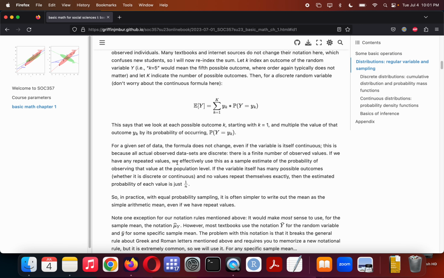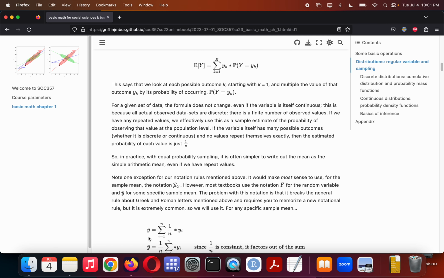So if we have any repeated values, we effectively just use this as a sample estimate of the probability of observing that value at the population level. If the variable conversely has many possible outcomes and no values repeat themselves exactly, then the estimated probability of each value is just 1 over n. And we just have, in practice, the simpler formula for the mean, which is this here.